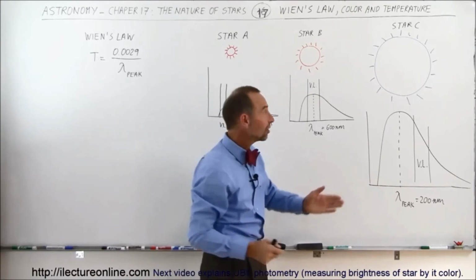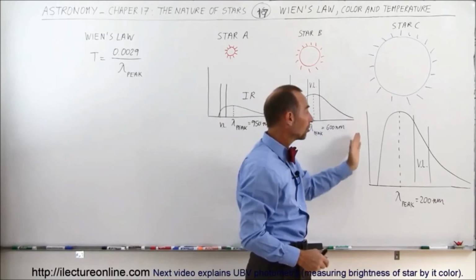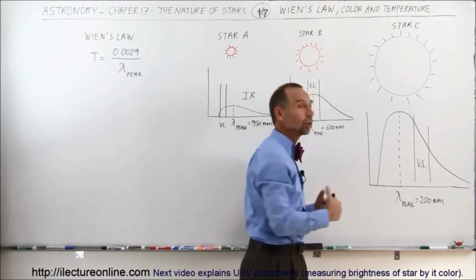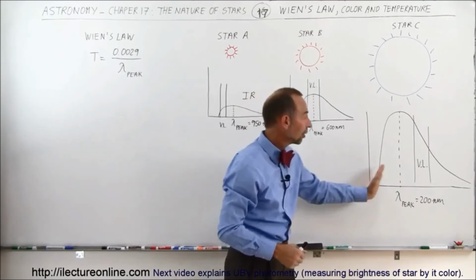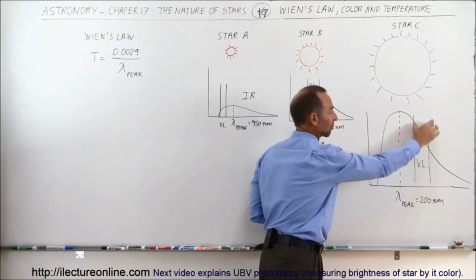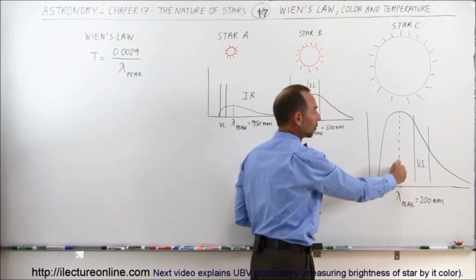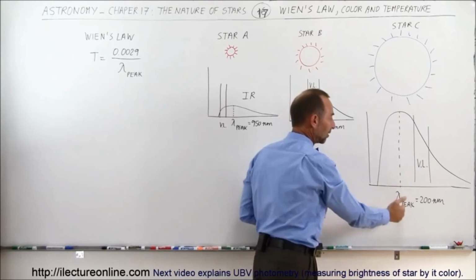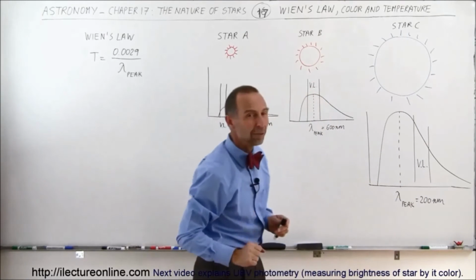Then if we look at star C, where the star is a big blue star, you can see that the radiation curve shows that there's much more radiation, they're much more luminous, and that a very large portion of radiation falls in the UV radiation. The visible light spectrum is over here. You can see that the peak occurs not in the visible light spectrum, but in the UV spectrum, and let's say that the peak wavelength is at 200 nanometers.